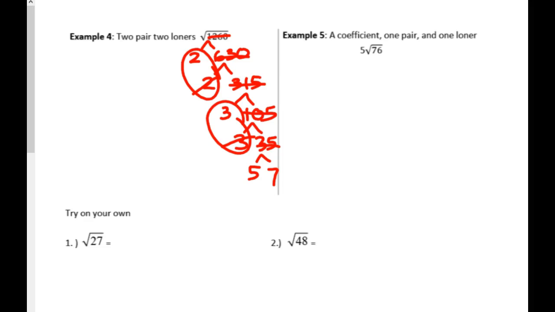Triple bear trap. Now, I got my square root sign. What goes out? 2. The 2 and the 3 multiply, 6. And the loners are 5 and 7. Once again, we're going to multiply. 5 times 7, 35.